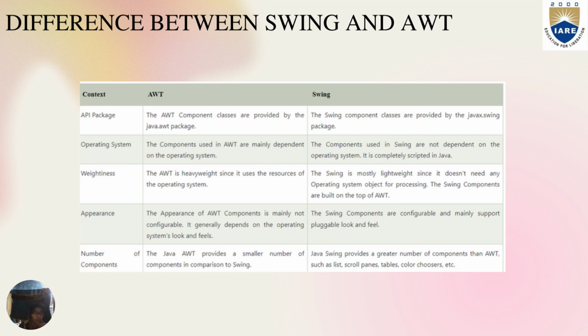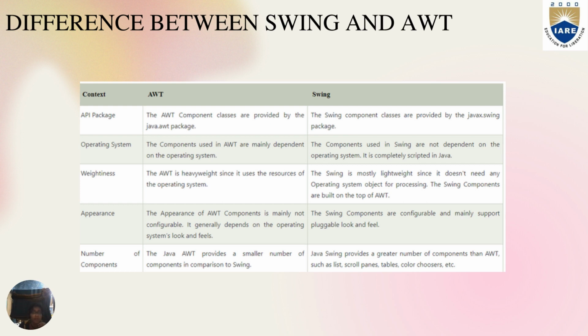In the context of API package, the AWT component classes are provided by the java.awt package. The Swing component classes are provided by the javax.swing package. In the context of operating system, the components used in AWT are dependent on the operating system, whereas Swing components are independent of the operating system and completely dependent on Java. Weight. AWT is heavyweight since it uses the resources of the operating system, whereas Swing is mostly lightweight since it does not need any operating system object for processing.